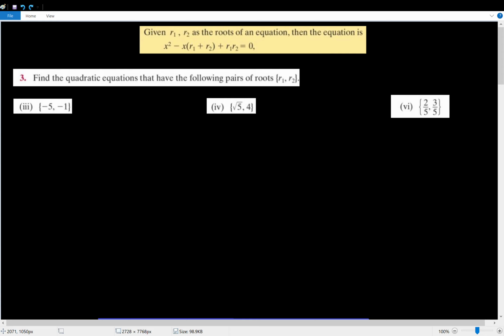This is question 3, parts 3, 4 and 6 from exercise 2.5 in Text and Test 4 New Edition. We've defined the quadratic equations that have the following pairs of roots, r1 and r2.